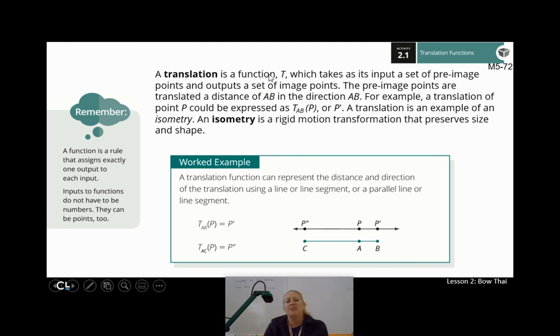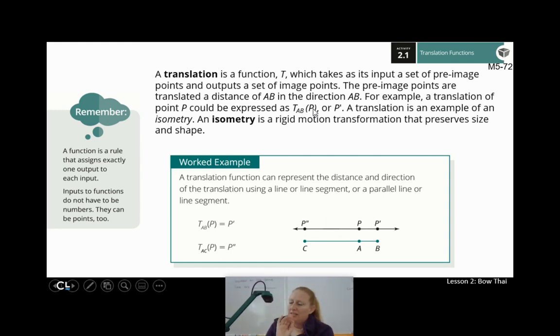A translation is a function T, which takes as its input a set of what we call pre-image points. So we haven't done anything to them yet, the originals. And it outputs a set of image points, right? It spits out the new guy. The pre-image points are translated a distance of AB and the direction of AB. For example, a translation of point P, right? So I have a point P that I'm going to translate somewhere. I would write that as T, capital T for translation, sub AB. This is the distance and direction I'm moving it in, of point P.